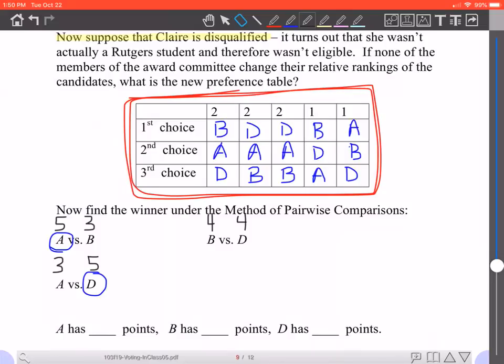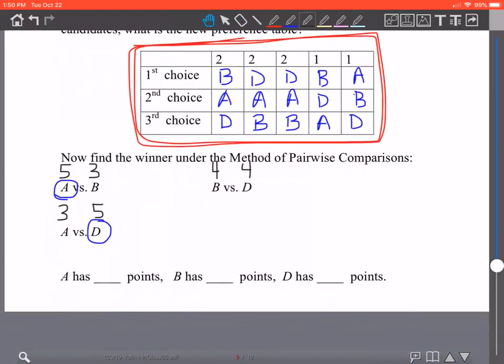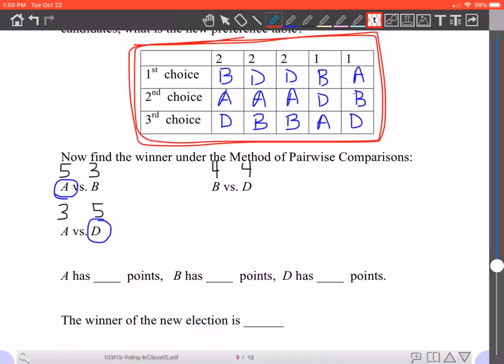So let's tally up the points then. If we tally up the points, I'm just going to write next to each of these half a point, half a point. Remember, a tie gives you half a point each. A has a total of 1 point, B has half a point, and D has 1.5 points. So notice that the winner of the revote of the new election is not the original winner.